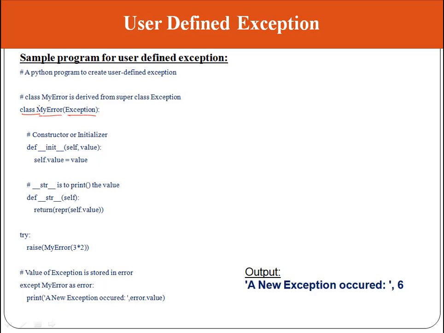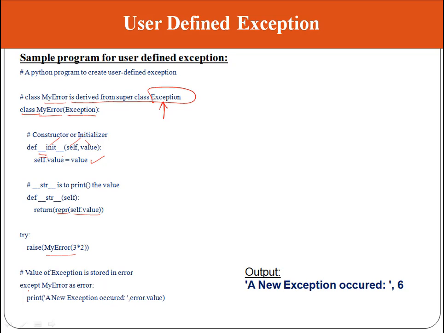So you can see class MyError is derived from superclass Exception. This is important. Then the constructor, def __init__, with two parameters, self and value, self.value equal to value. Then we have def __str__(self): return repr(self.value).